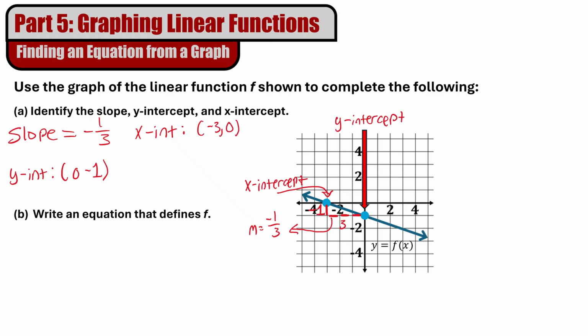In part B, to write an equation that defines f, we will substitute y for f of x. Since the slope is -1/3, and the y-intercept is at 0, -1, instead of being y equals -1/3 x minus 1, the equation will be f of x is equal to -1/3 x minus 1.